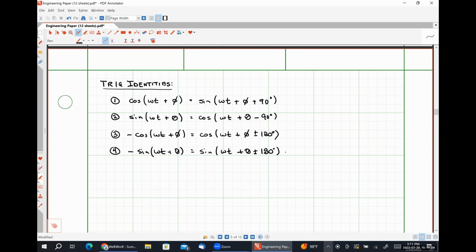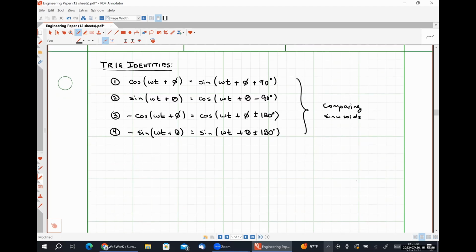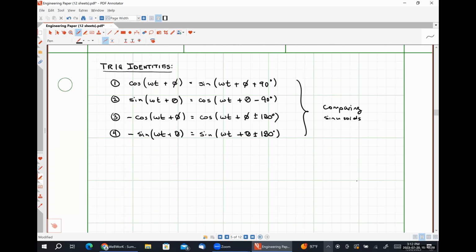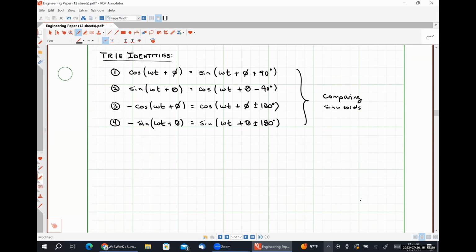So these are the trig identities we're going to use when we are comparing sinusoids. And we'll talk about that here in a moment. I want to get to the other trig identities that we're going to use in this class as well.